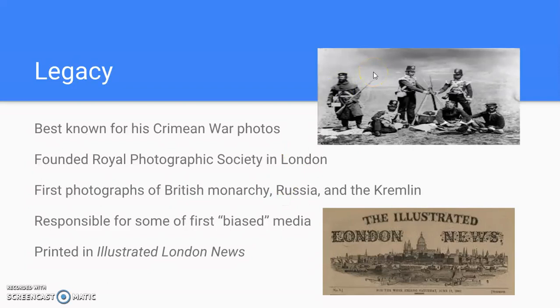As for his legacy and what he's left behind for other photographers, he's best known for his Crimean War photos. He, of course, founded the Royal Photographic Society in London, and he was the first photographer to photograph the British monarchy, Russia, and the Kremlin. He's also responsible for some of the first biased media because he only portrayed certain parts of the war that glorified one side. So he was very biased, and it was printed in Illustrated London News.